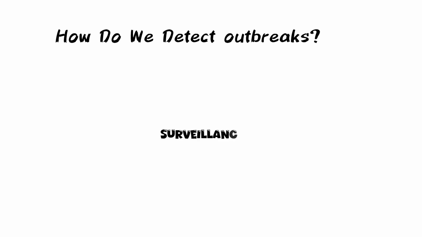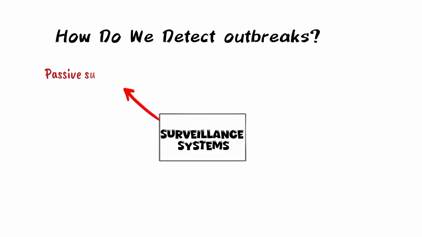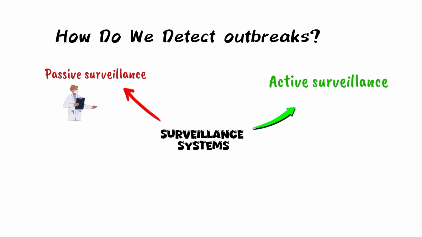The next question is, how do we detect outbreaks? Outbreaks are usually detected through surveillance systems. Surveillance simply means the continuous monitoring of diseases in a community. There are different types of surveillance. We have passive surveillance, where health facilities routinely report cases that come to them. We have active surveillance, where health officers actively search for cases, for example by visiting hospitals or communities.